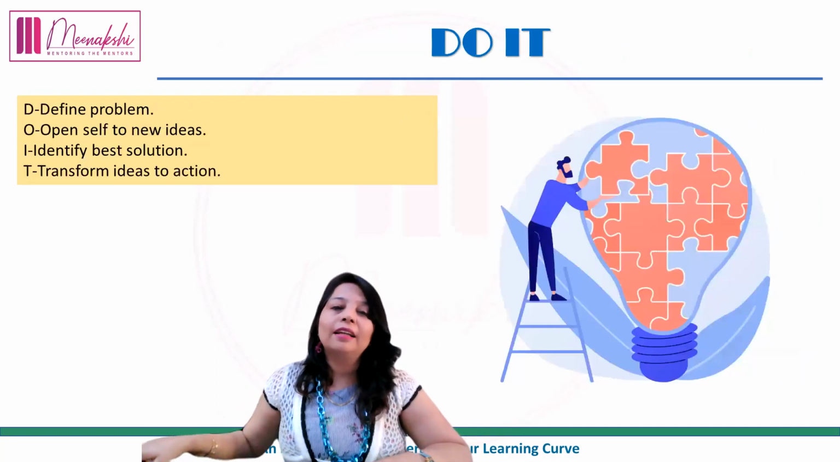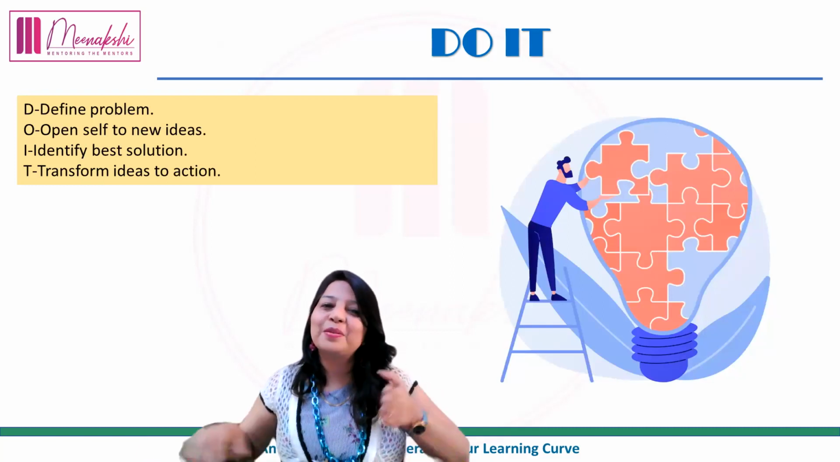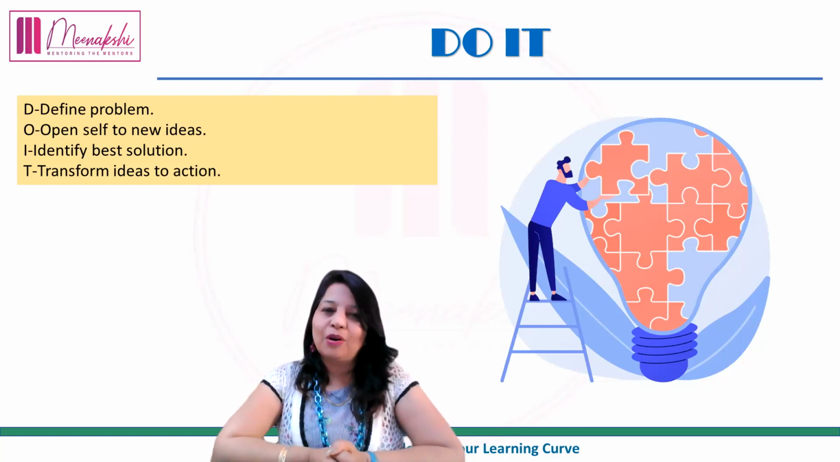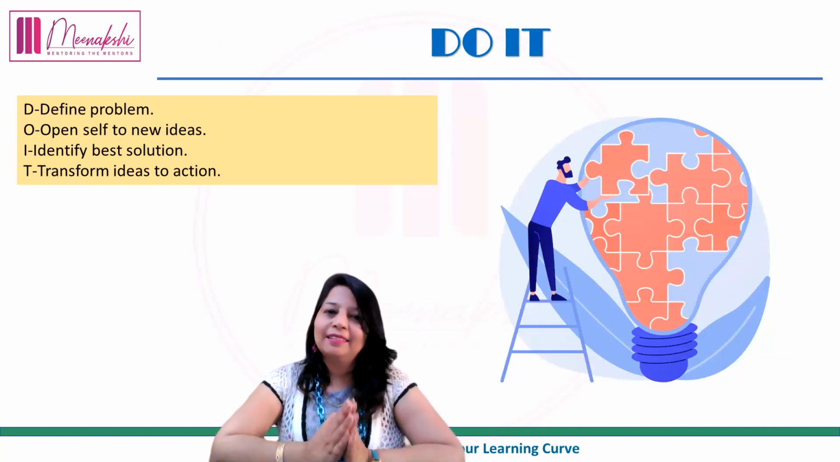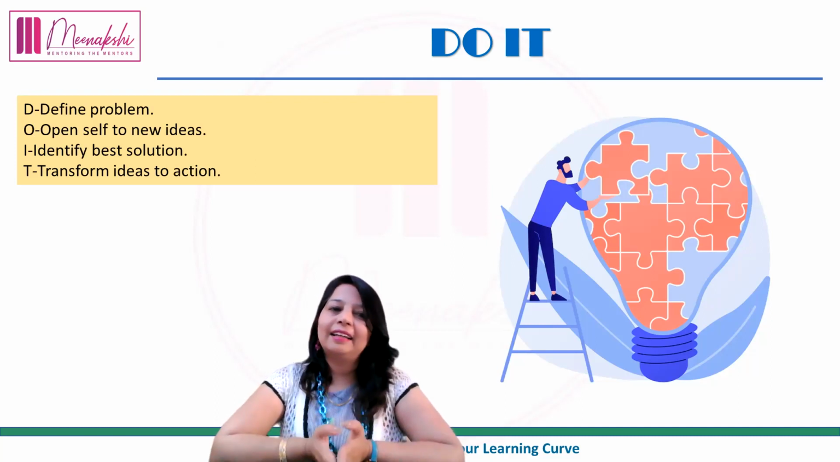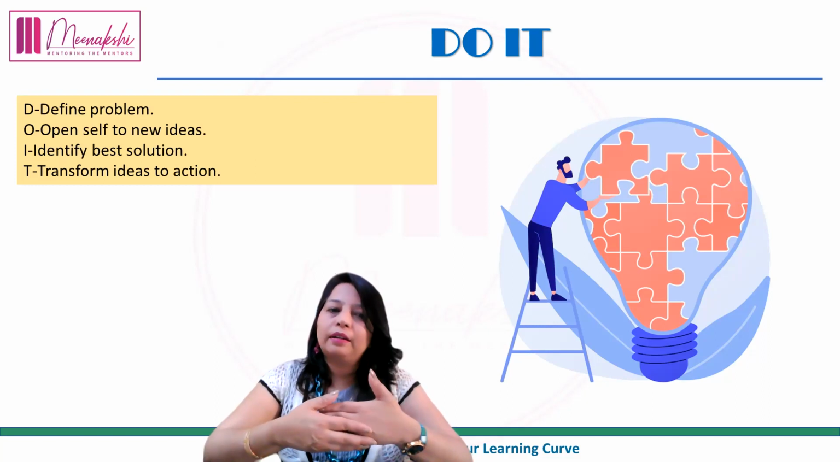Now my educators, the next activity is DO IT. Do it, how to do it? Let's look at each letter of the words DO IT. D is defining a problem. You may instruct your students to define a problem, a topic, a challenge at hand. And when they define it, they'll be sharing their own perspective.